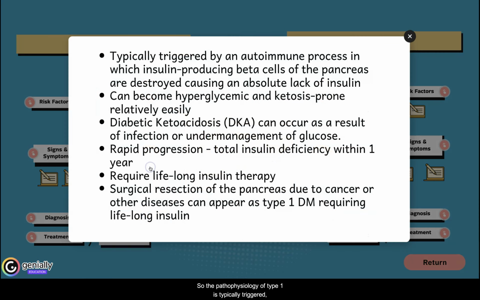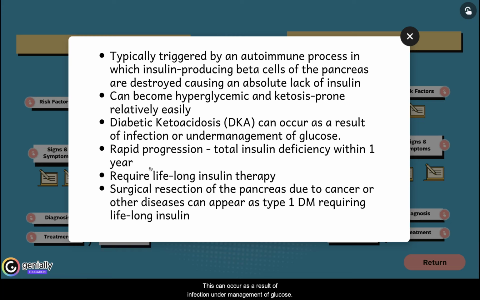So the pathophysiology of type 1 is typically triggered, like we said, by an autoimmune process, right? Your beta cells are destroyed. You can become hyperglycemic and ketosis prone very easily because you have no insulin, right? So if you eat something that has a lot of carbs, you have this circulating blood sugar in your body and hyperglycemia is just there all the time. It can cause diabetic ketoacidosis.